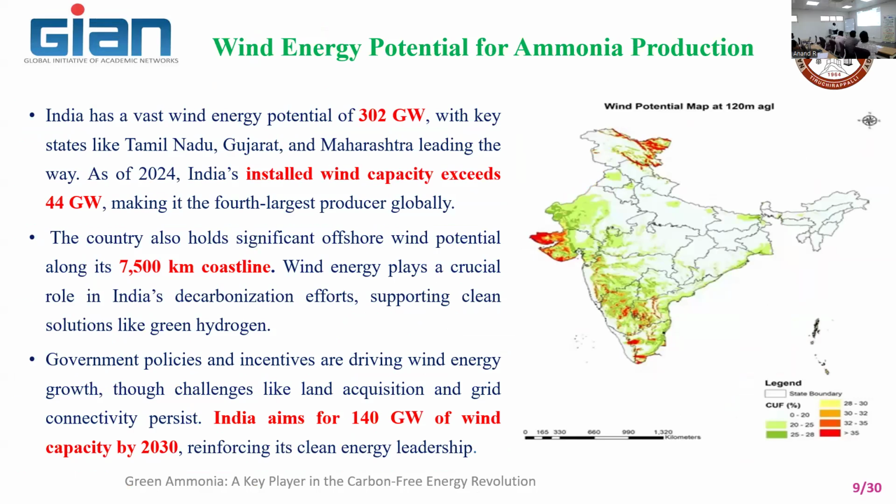So India has the most wind energy potential. So next renewable energy: wind energy. We have a wind energy potential of 302 gigawatt, and Tamil Nadu, Gujarat, and Maharashtra have already explored wind energy, with an installed capacity in 2024 of 44 gigawatt. Our potential is 300 gigawatt, but we are producing almost 44 gigawatt now in 2024. So we are going to attain the target in the coming years.